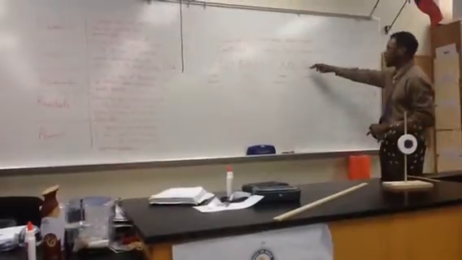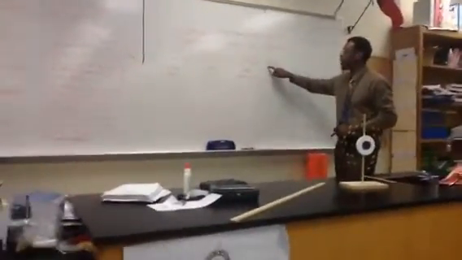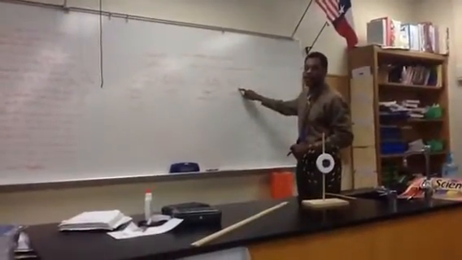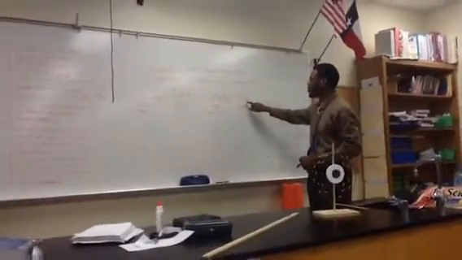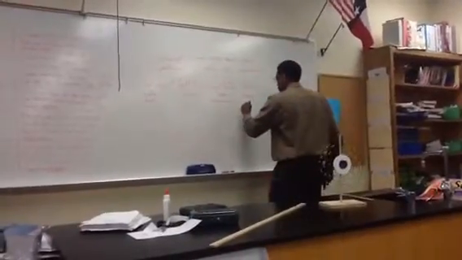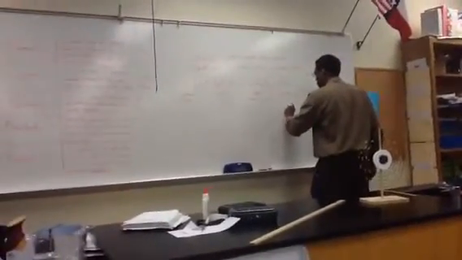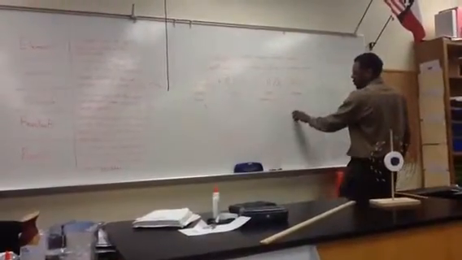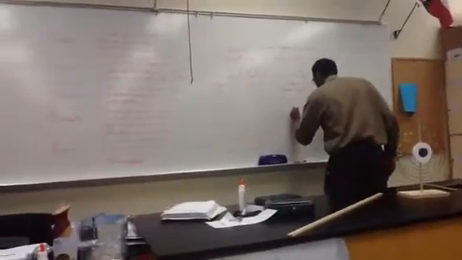Over here, we still have to account for these. We do have a coefficient here, so we have to multiply times this subscript here. So 6 times 2 gives you 12. You add those two together. 24 plus 12 is 36.